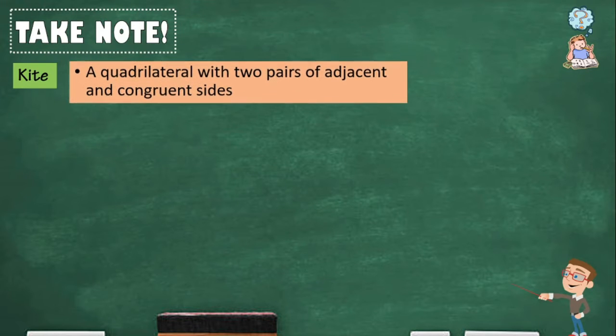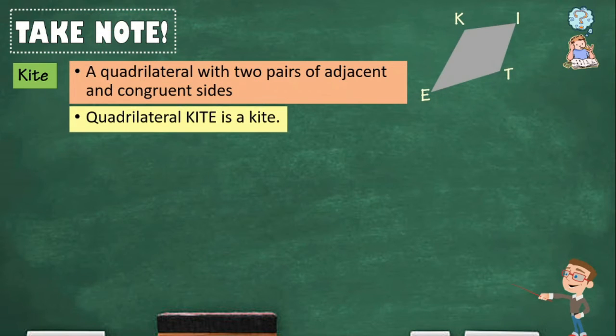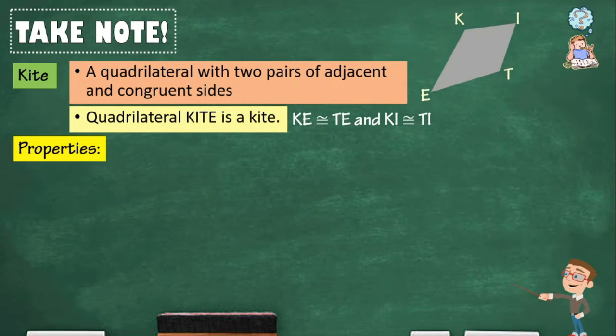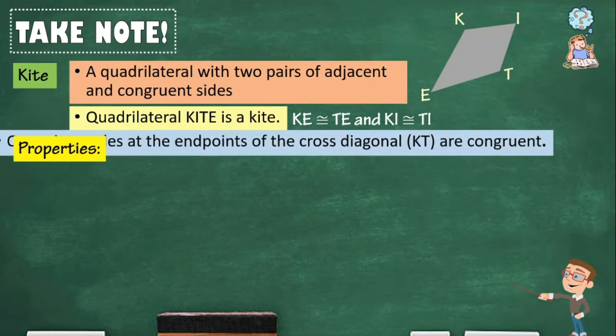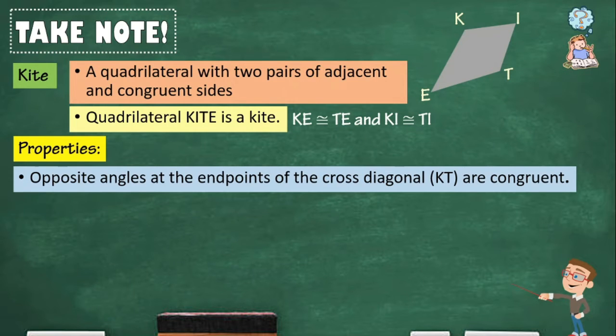Kite definition: a quadrilateral with two pairs of adjacent and congruent sides. So quadrilateral KITE is a kite given that KE is congruent to TE and KI is congruent to TI. Now, let us have some review and recap of our properties. Opposite angles at the endpoints of the cross diagonal, which is KT in the figure, are congruent. So that means angle K is congruent to angle T.